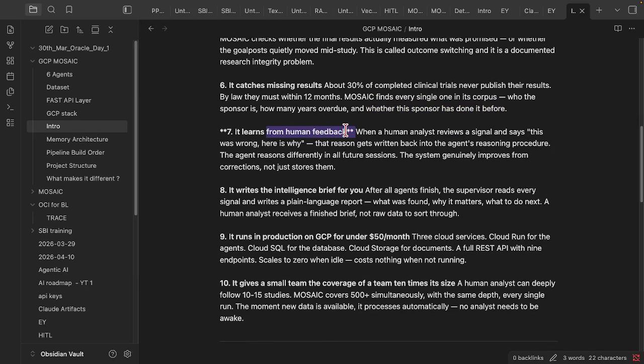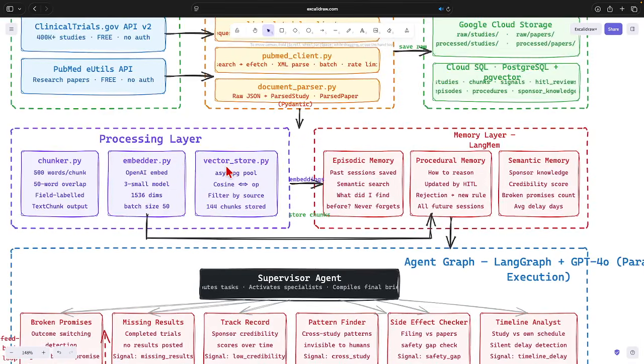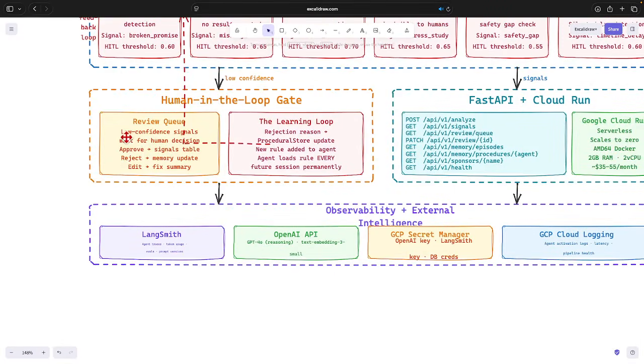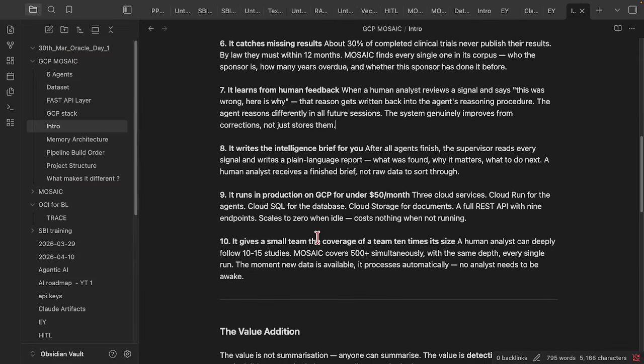It learns from the human feedback because we have given it a human in the loop, right? So when a human analyst reviews a signal, for example, this was wrong, here is why, that reason gets written back to the agent's reasoning procedure, and the agent reasons differently in all future sessions. Which means even the human in the loop is taken into consideration. And if the confidence level goes down, we have a human in the loop gate. Low confidence signals wait for the human decision: approve goes to the signals table, reject triggers a memory update, and edit fixes the summary. We'll come to that when we discuss the architecture diagram.